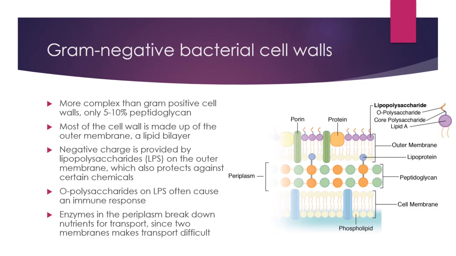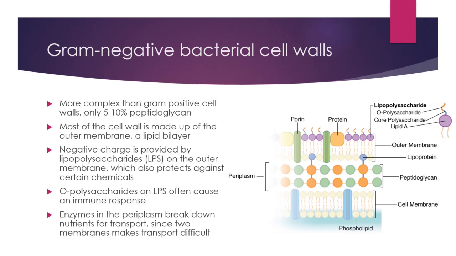Next, we'll talk about gram-negative bacterial cell walls, which are a lot more complex than their gram-positive counterparts, with less peptidoglycan too, instead mainly being made up of an outer membrane over the layer of peptidoglycan. And these also have a negative charge, provided by lipopolysaccharides embedded in the outer layer, which also protect against chemicals by physically blocking access to parts of the cell wall where they would bind. Part of lipopolysaccharides, O polysaccharides, are often detected by the immune system too.